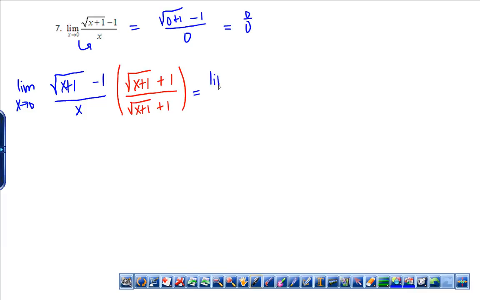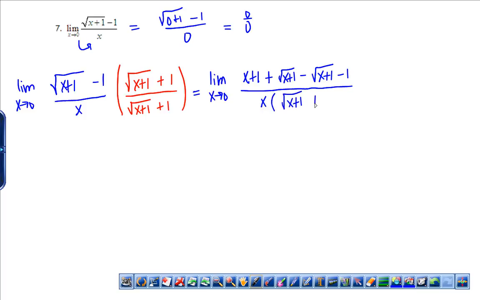Okay, so still having limit as x approaches 0. I'm going to double distribute. So here's your first term of each one. So the square root of x plus 1 times the square root of x plus 1 gets rid of your square root. So that would be x plus 1 plus the square root of x plus 1. That's going to be minus the square root of x plus 1. And that's going to be minus 1. So I just double distribute. On the bottom, I'm just going to combine everything. It looks like I have x times the square root of x plus 1 and then plus 1.